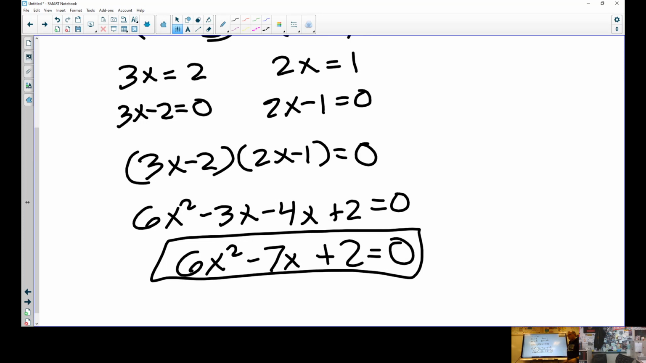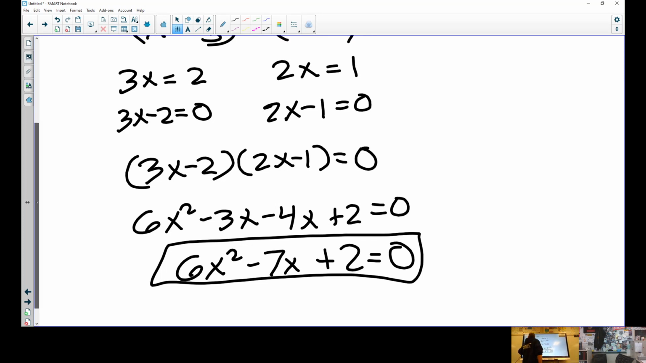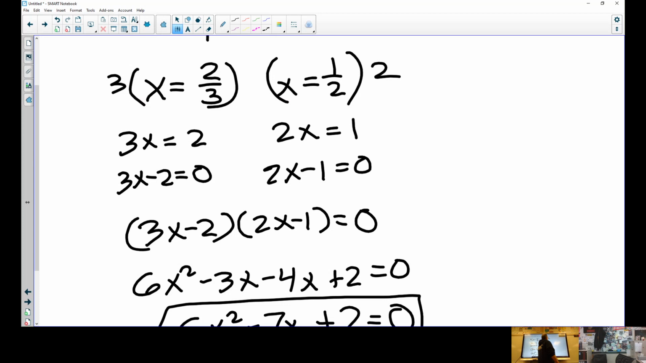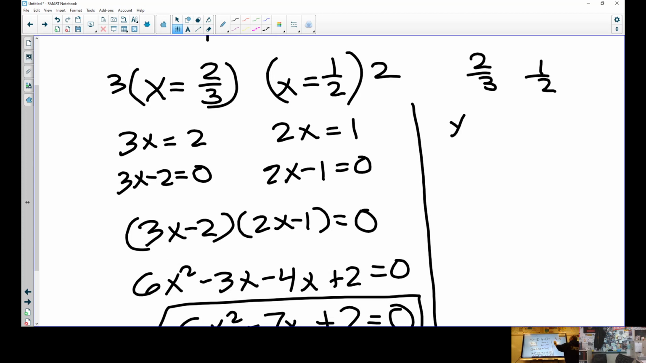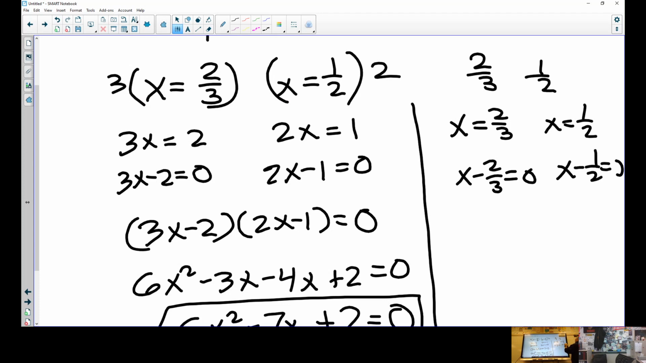Now, I said you could have gone back, and I'm just going to retread on the same problem very quickly and show you the difference. If I had just taken my 2/3 and my 1/2 and said x equals 2/3 and x equals 1/2, I would have had x minus 2/3 equals 0 and x minus 1/2 equals 0. And I could still multiply those.